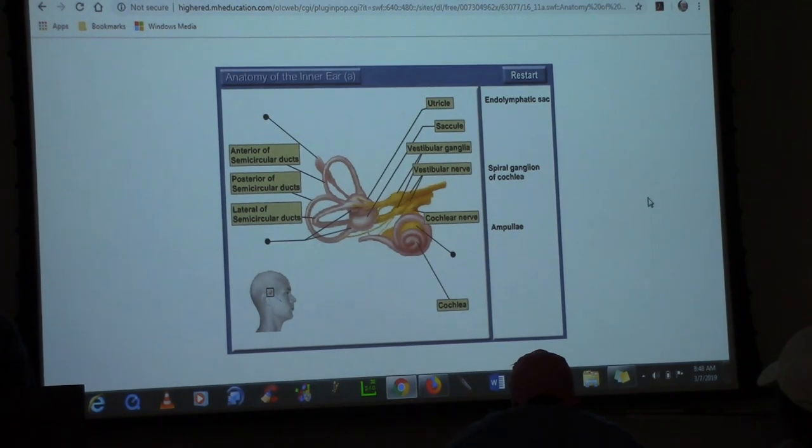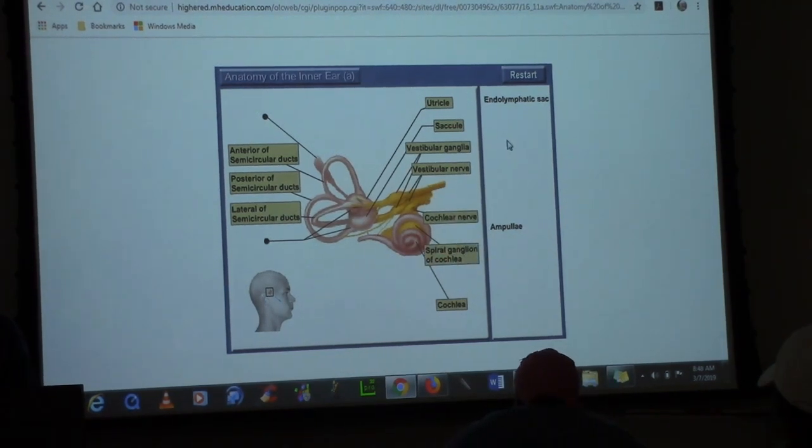Is there anything else here that we need to know? Ampulla. We did cover ampulla. Where's an ampulla? Who's got the laser? Aiden, it's yours. Let's just choose, which one is ampulla? I was going to do the spiral ganglion. Okay, choose spiral ganglion. That one, right?